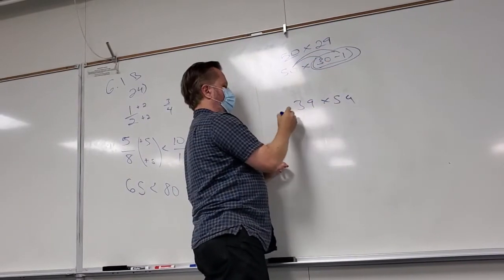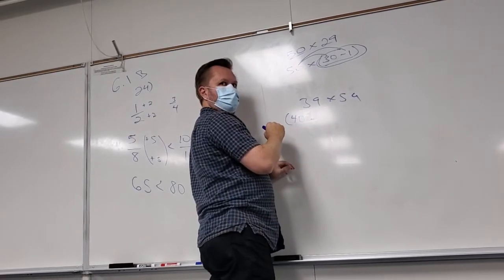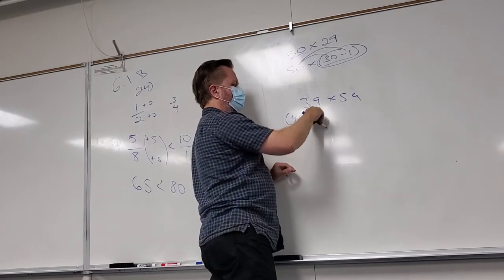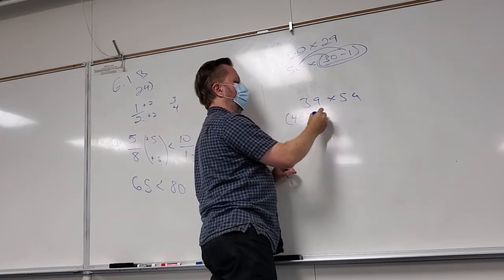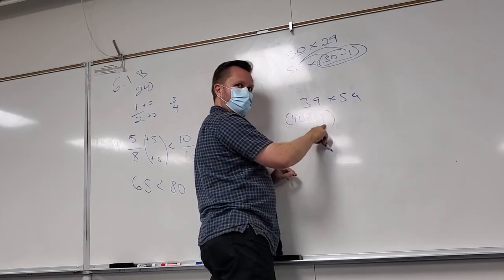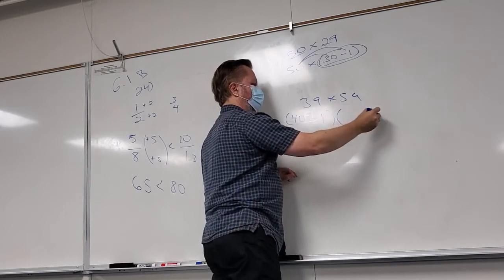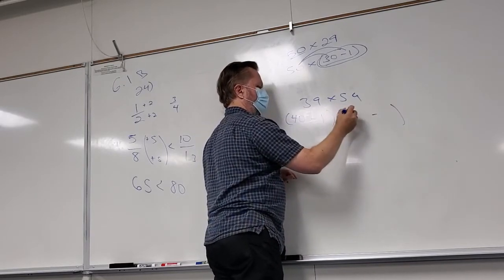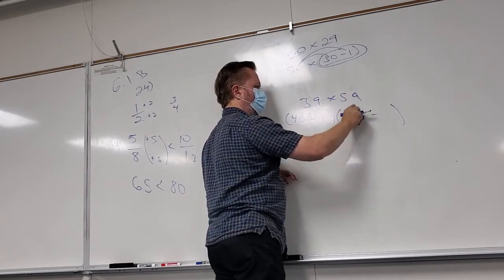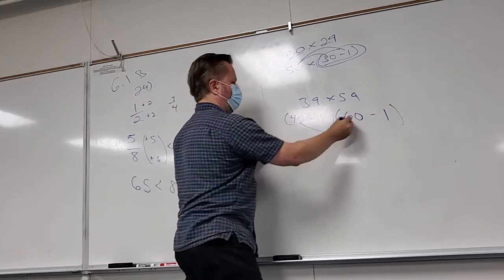Yeah, so it could be 39 or 40. So 40 minus what? 40 minus 1. Right? And then 59 is what whole number minus something? It's close to 60, and 59 is 60 minus 1. Okay. And then you can just do.